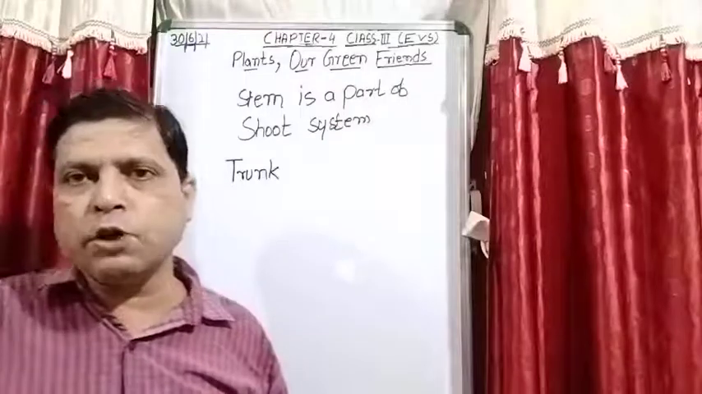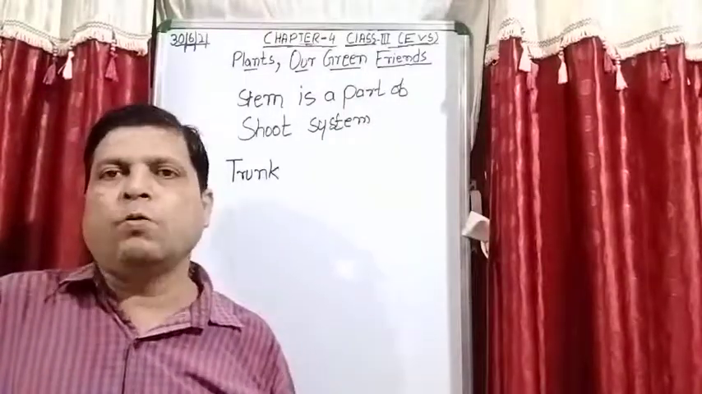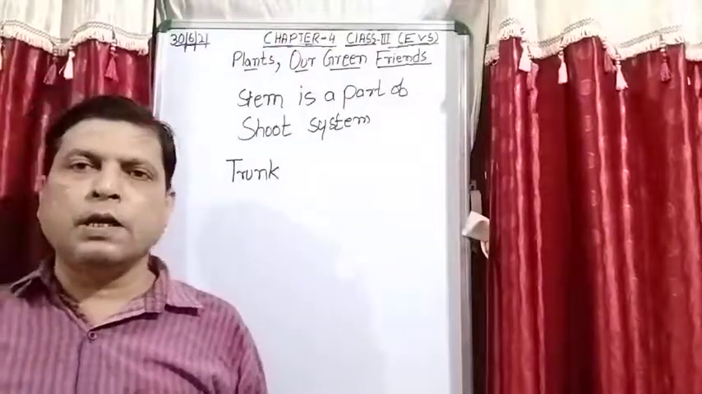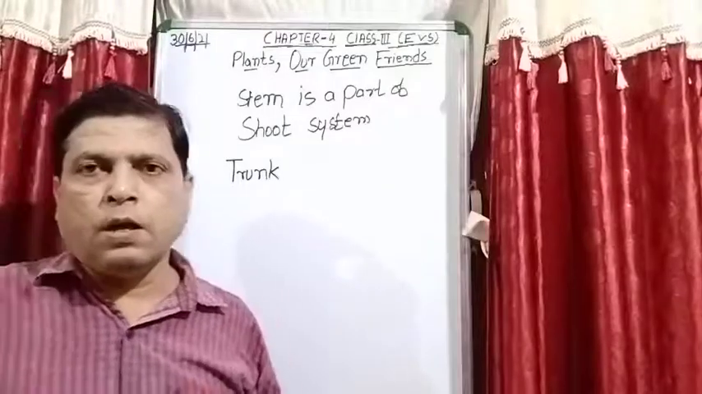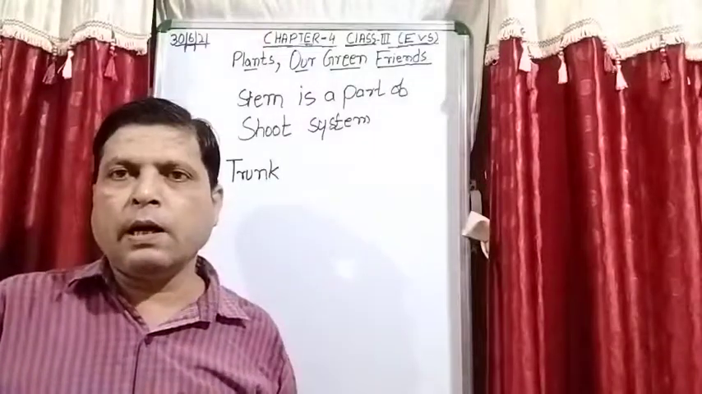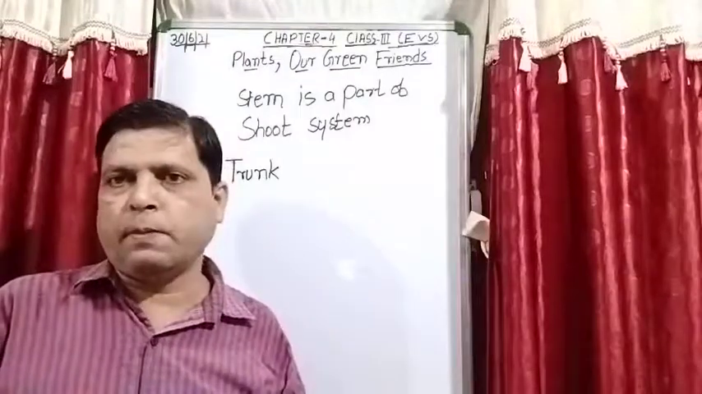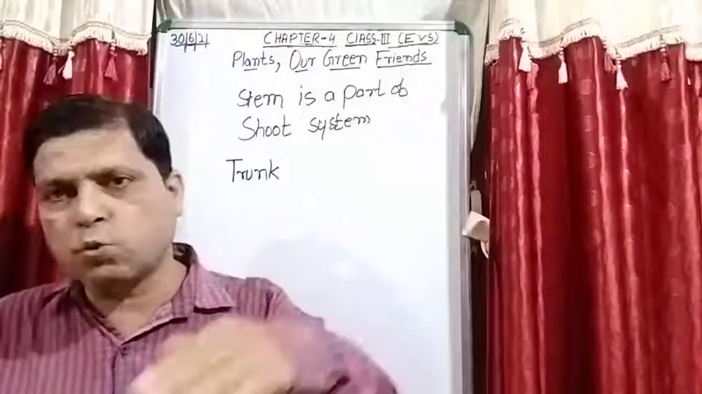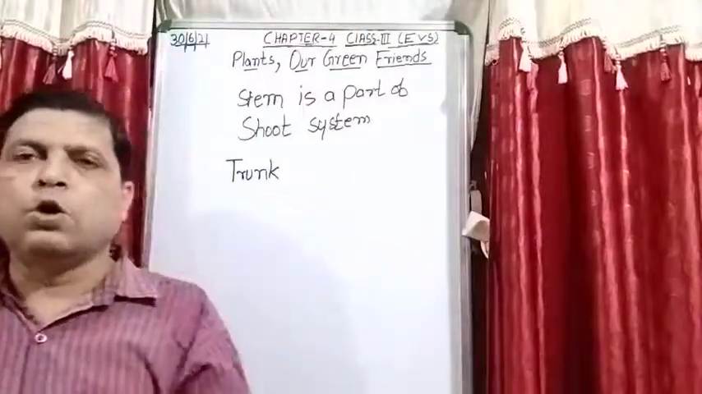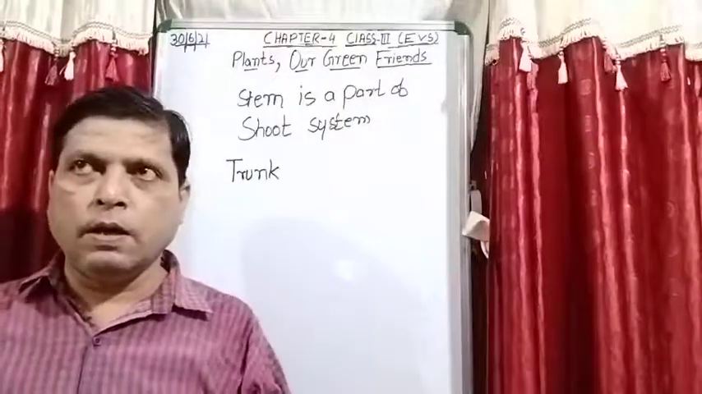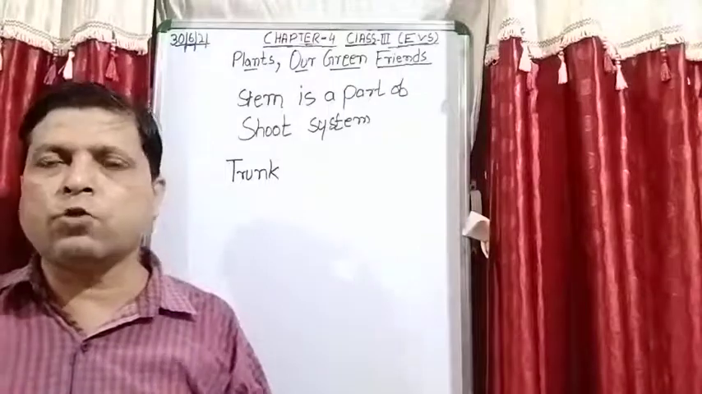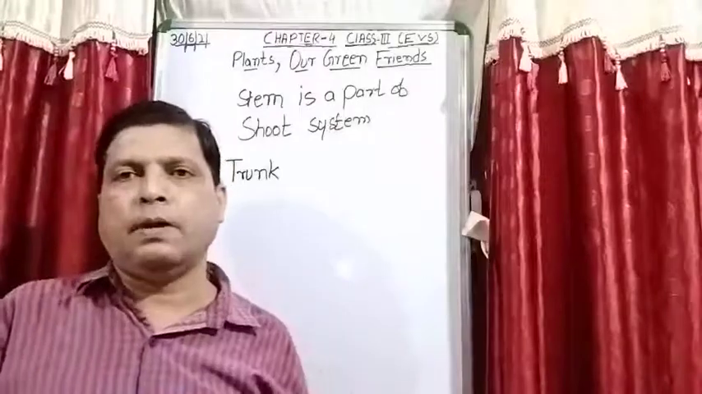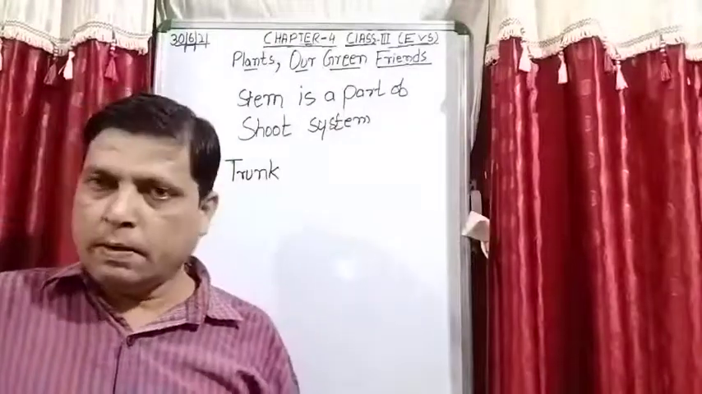The second point which I discussed with you is that it carries water and minerals to the leaves. Firstly, water and minerals are absorbed by the roots, and roots are joined at the base of the stem, because roots are in the soil. The roots absorb water and minerals, and then they pass to the stem, and then the stem passes them to the leaves.